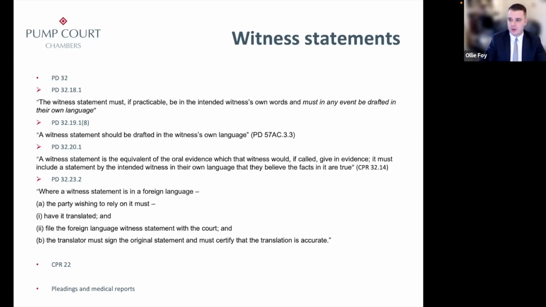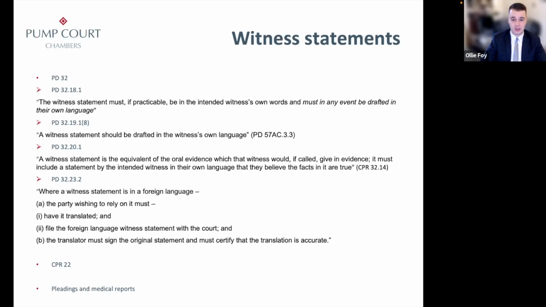What then needs to happen is this: the witness statement has to be written in the witness's own language. And then it's that witness statement which is translated into English. Quite often, I've come across witness statements written in English, which are then translated into the witness's own language. That is the wrong way around. It doesn't comply with the practice direction, and it invites questions about how the English witness statement was taken and understood.